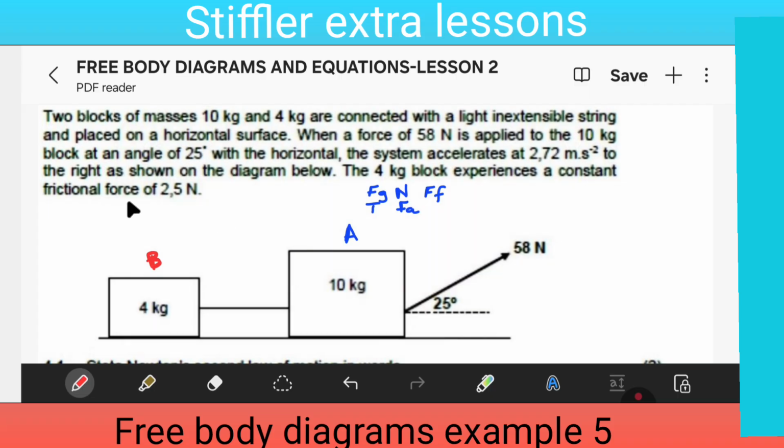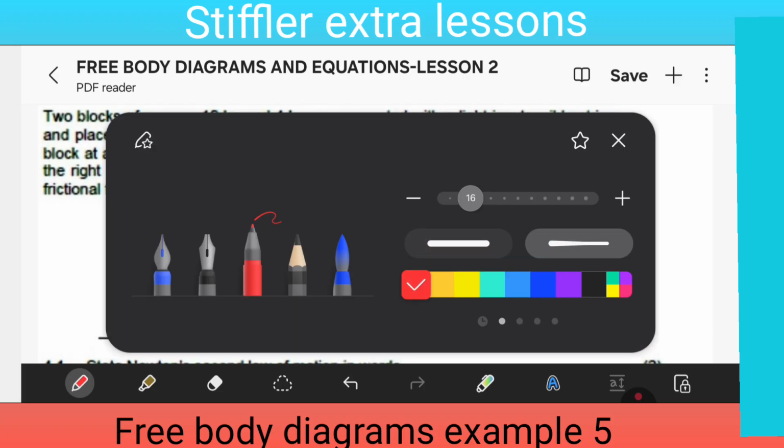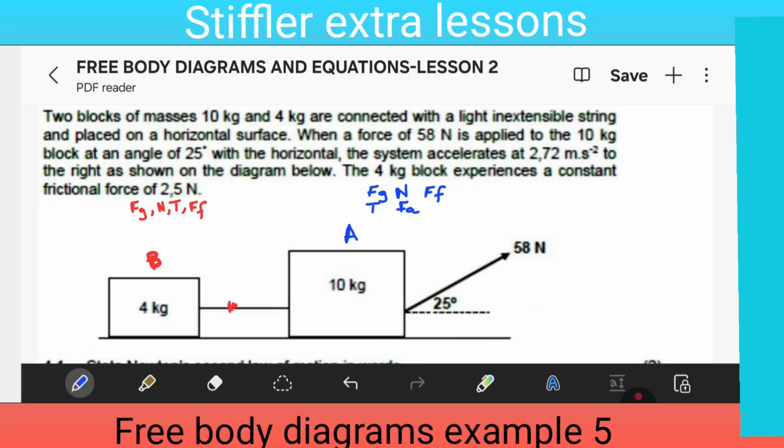We talked about the Fg, since it is having mass, so this we have the Fg. It will also have the normal force, it is on a surface. It will also have the tension force since there is a string pulling them, and also it will have the frictional force that we were told earlier on. So now how do we draw the free body diagrams of these objects?